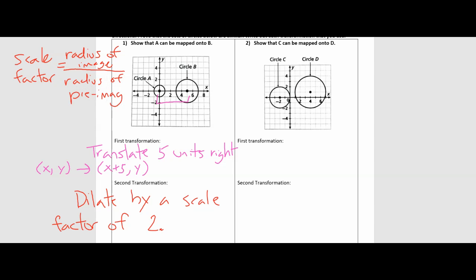So just like we did sides for polygons, right? We did a side of the image over a side of the pre-image. For circles, the dimensions of a circle, you could do circumference, but then you have to calculate something else out. The easiest one is just to do the radius. So the radius of the image over the radius of the pre-image. And of course, the radius of the first circle is 1. Radius of the second circle is 2, so we get 2 over 1.